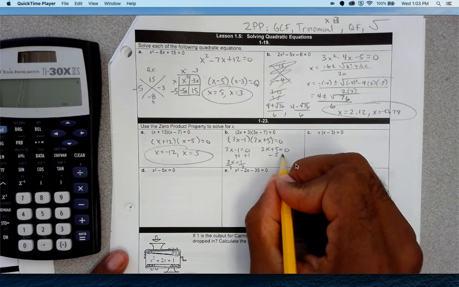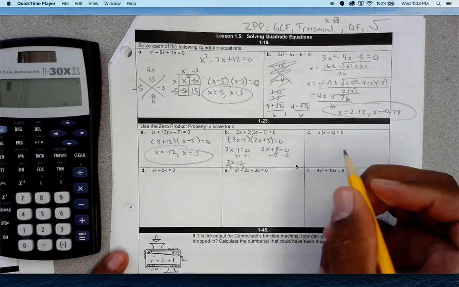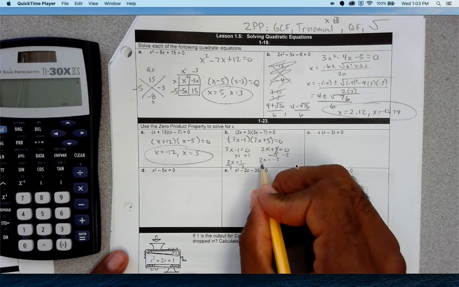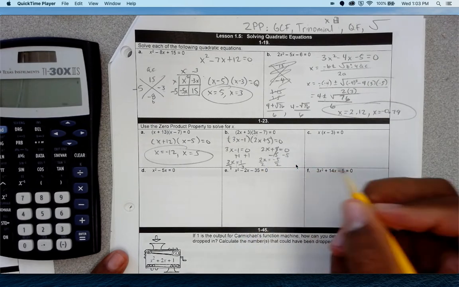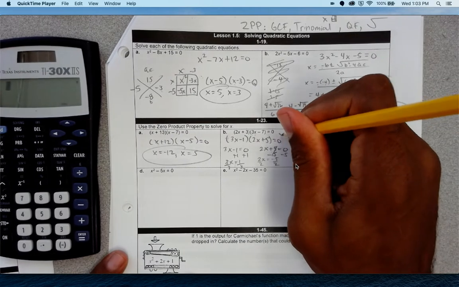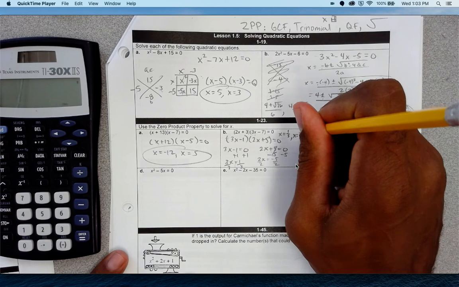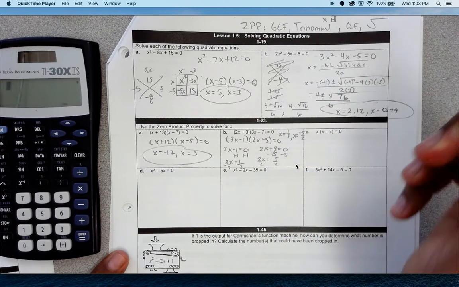Same thing here. Here I'll subtract 5, because it's plus. And then I have 2x equals negative 5. Divide by 2, and now my answer is negative 5 halves, or negative 5 over 2. So I have x equals 1 over 3, and x equals negative 5 over 2.